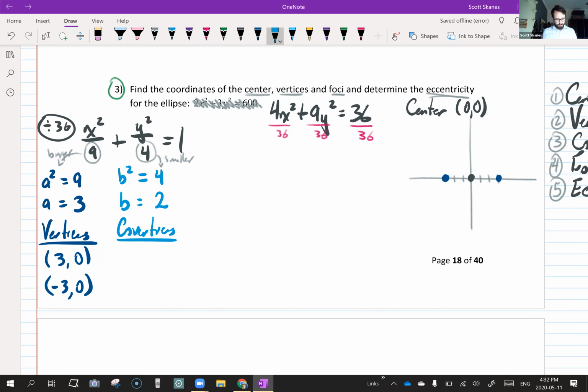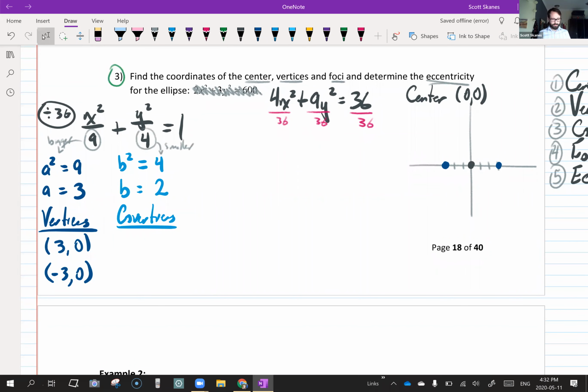What are my co-vertices? Well, I do the same thing, but careful. The co-vertices are not along the major axis, they're along the vertical or the minor axis. So I go up 2, 1, 2, and down 2, 1, 2 from the center. So that gives me this. Now I have the shape that I expected. I knew it was going to be stretched in the x direction because that's where a is, but now I have a good sketch and I can start filling this in.